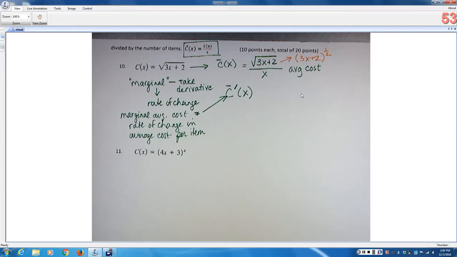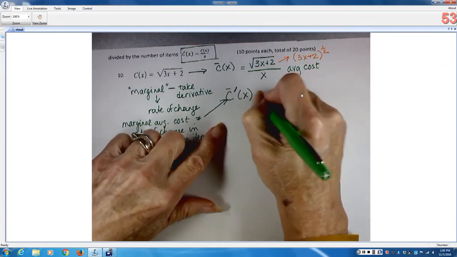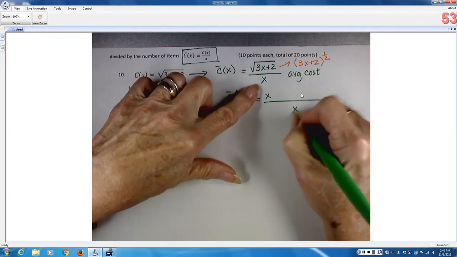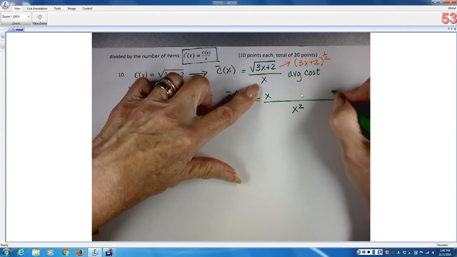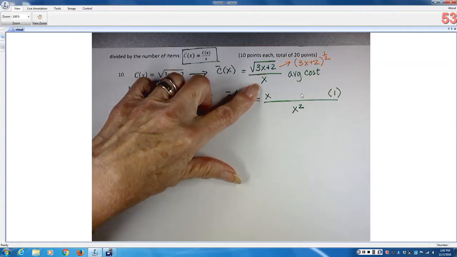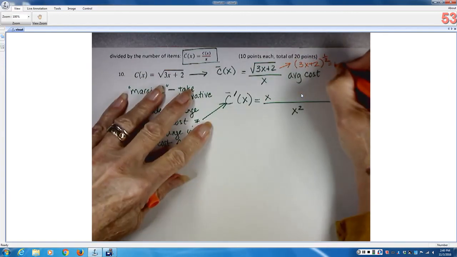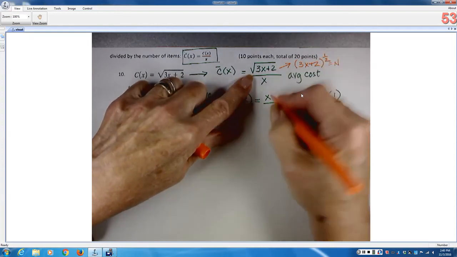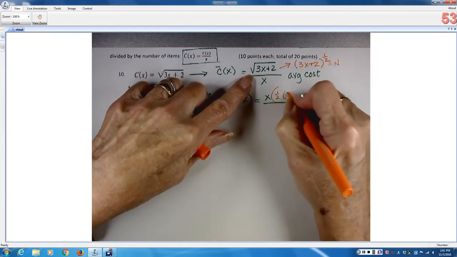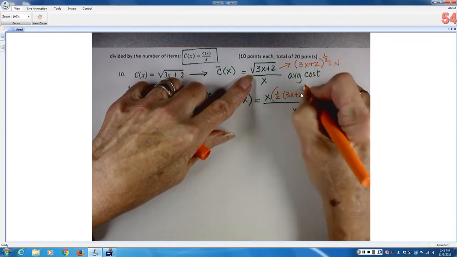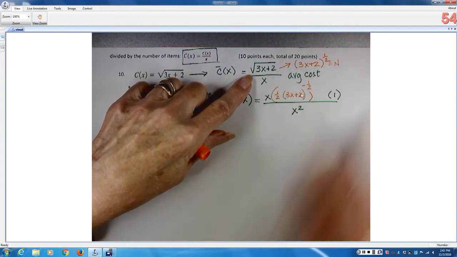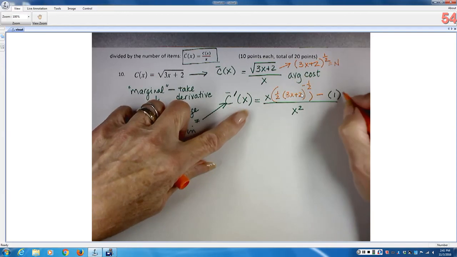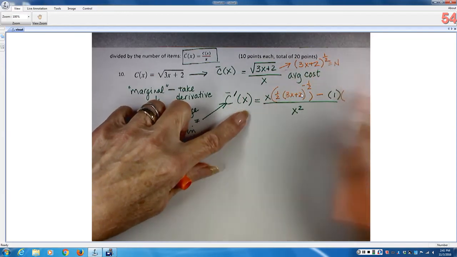So when we take the marginal average cost using the quotient rule, we always start out with the denominator. We always square the denominator. And then out here on the other end, we're going to take the derivative of the denominator. And that's going to be 1. And then we're going to work with the numerator. And the numerator's derivative is 1/2 times 3x plus 2. 1/2 minus 1 is negative 1/2. And then we subtract the derivative of the numerator, the derivative of the denominator times the original denominator.